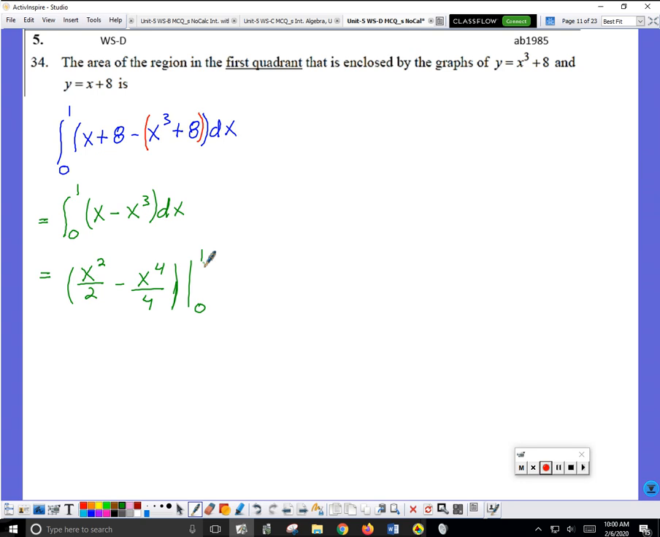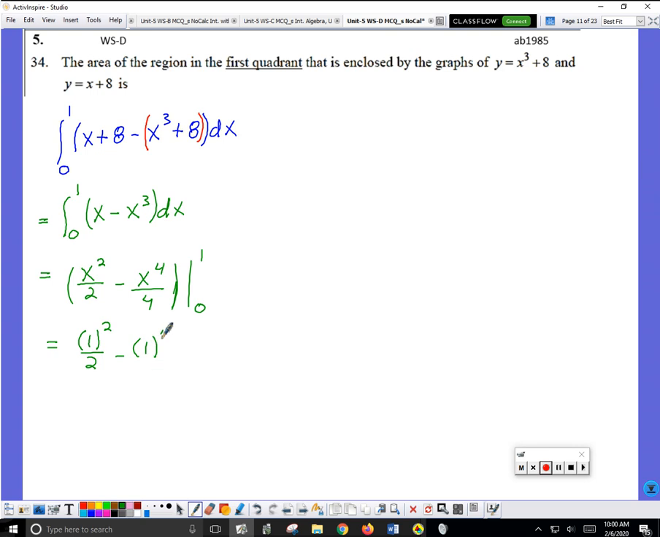Anybody else? Good, Ashley? So now just finish the problem. So every time you replace an x, make sure you put parentheses. Otherwise, when negatives become involved, you'll often make a mistake.